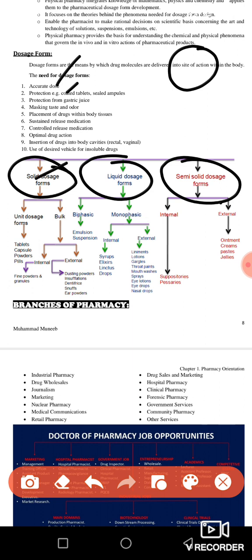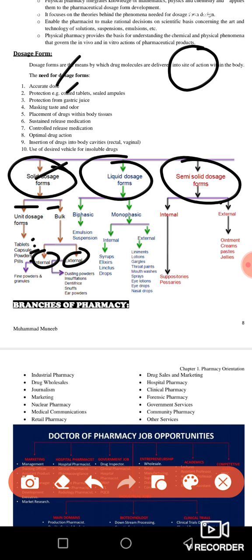So solid dosage forms include unit dosage form and bulk. Unit dosage form means some kind of tablet, capsule, powder, pills. Bulk includes internal as well as external. Internal means those used inside our body, external means those applied on your body. Internal means fine powders and granules, and external means dusting powders, some kind of air powders.